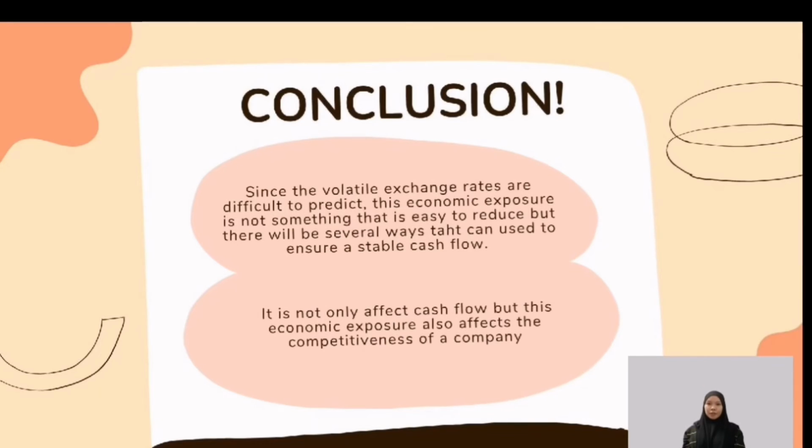As the conclusion of our topic, economic exposure is something that cannot be reduced easily, as the volatility of exchange rate is unpredictable. So, as mentioned before, there are several ways that can be used to ensure a stable cash flow due to the changes, as it not only affects the cash flow, but also the competitiveness of a company due to the price of goods produced. That's all from us. Thank you.